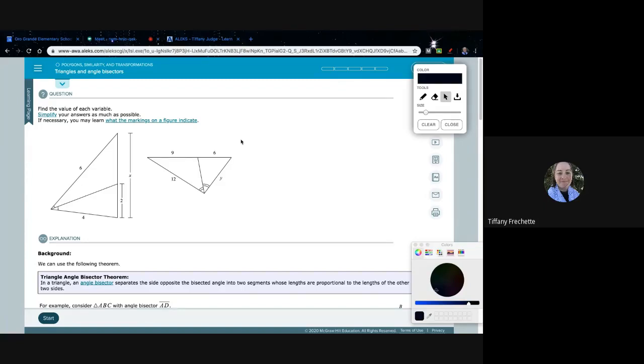Triangles and angle bisectors. Find the value of each variable. Simplify your answers as much as possible. If necessary, you may learn what markings on figures indicate. So in this case, if you click on this one, it'll go through all the different markings.